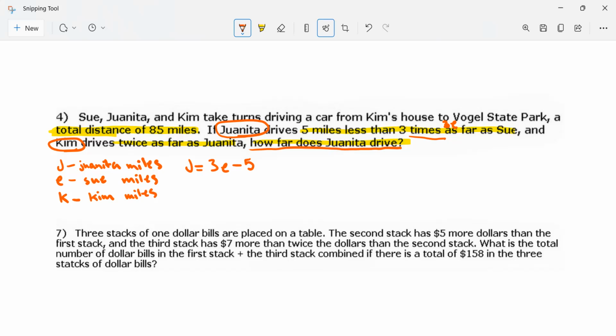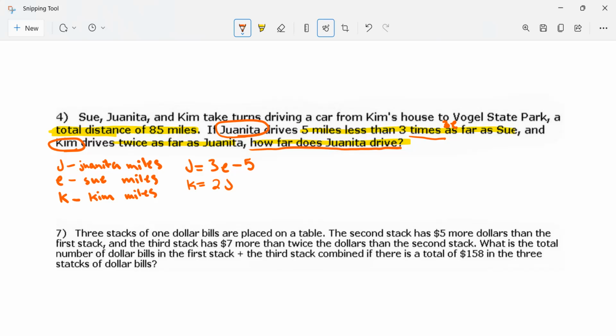Now it can look a bit intimidating at first because we have 3 different variables. But later on, I'm going to show you how we can use substitution so that we're only dealing with 1 variable. And then it'll be much easier to solve. So we're going to make another equation for Kim because we have some information. And that's going to be equal to twice as far as Juanita. So it's going to be 2J.